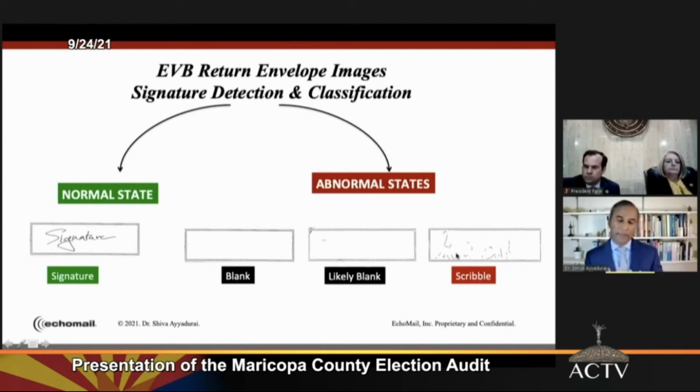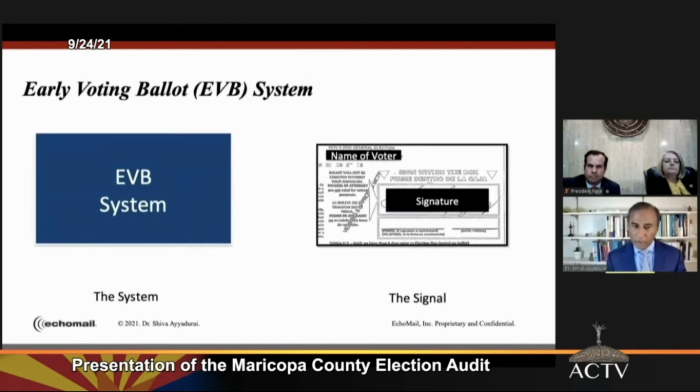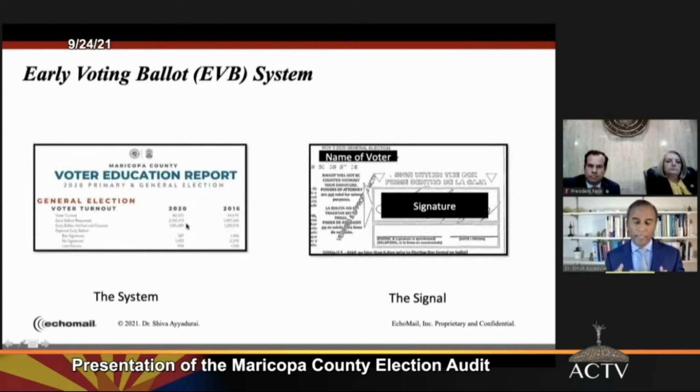A scribble is something trying to get into the direction of, hey, was this signature even valid? Okay? And it's a very, very rudimentary step we took, not full signature verification. All right, so early voting ballot system, and you have these images. So before we head into the actual process we did, let's look at the reality of what took place.